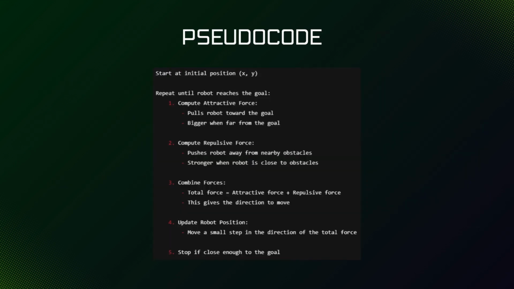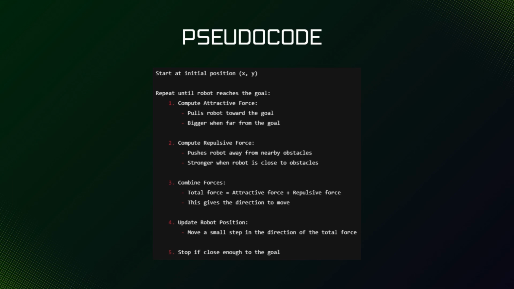The pseudocode of the APF algorithm is quite easy to understand. We start by defining the robot's initial position, goal position, and how close it needs to get to the goal to stop. This is called the position accuracy. In the main loop, as long as the robot is not close enough to the goal, we keep repeating the steps.